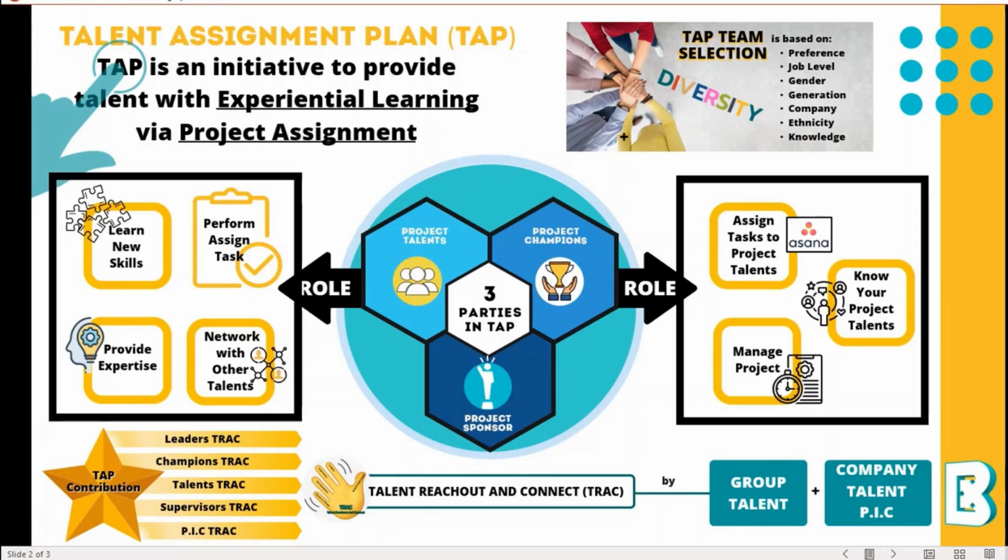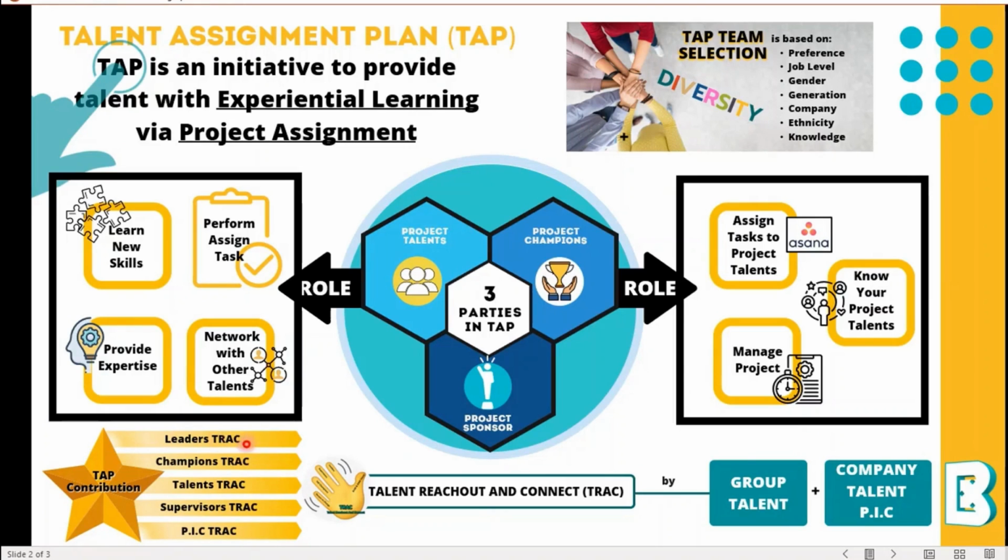Now, I hope you are all clear now about the roles as project champion and project talents. While you, as project champion or talents, carry out the role, the local company person in charge also embarked into a talent engagement journey we call Talent Reach Out and Connect, or in short, we call TRAC. This is where we will reach out to the various stakeholders involved in the initiatives.